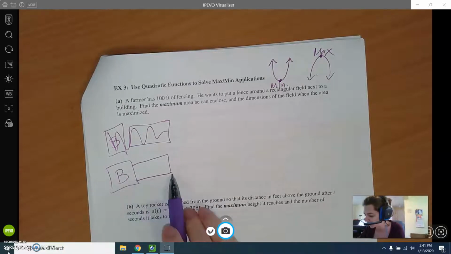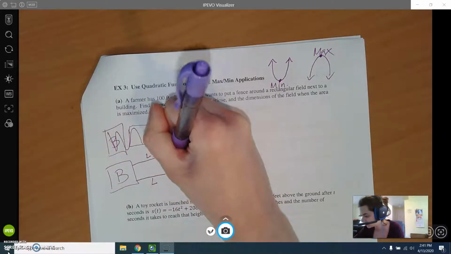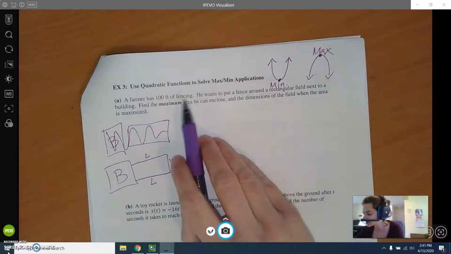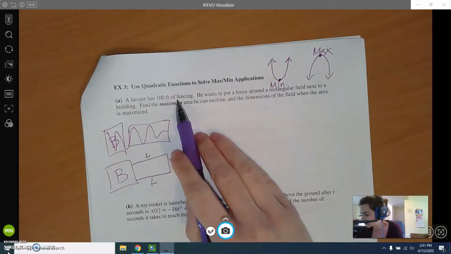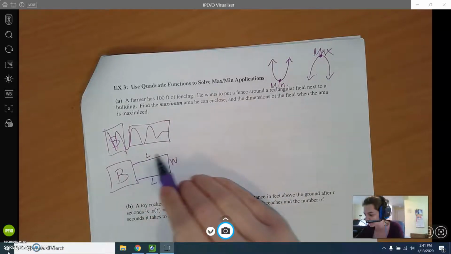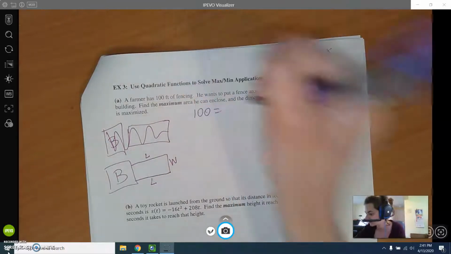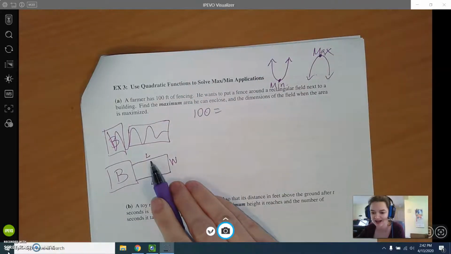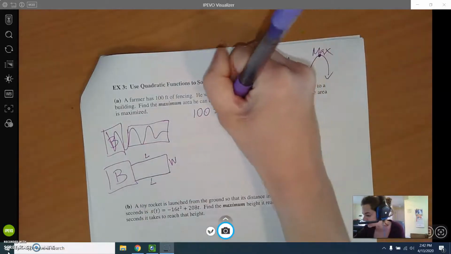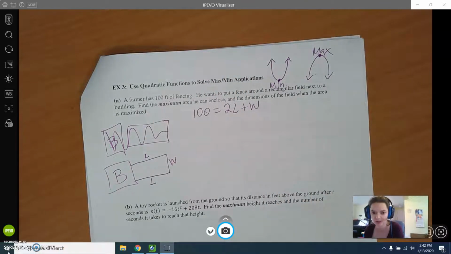Our rectangle is going to have 2 lengths and 1 width. Looking at the rest of our information, the farmer has 100 feet of fencing. That 100 feet is going to be the perimeter of the fence, so 100 is going to equal these 3 sides added together. All of our fencing added together would be 2L plus W equals 100.